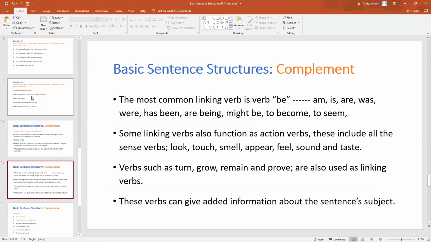Then you also have some other linking verbs that function as action verbs also. They include the verbs of the senses, the verbs which explain your senses. You remember the five senses that we have: eyes to see, look. Then touch, tactile, your skin. Then nose for smelling. Look, smell, appear, feel, sound, and taste. So these are called linking verbs. Then you can also use verbs like turn, grow, remain, prove. They are also used as linking verbs.